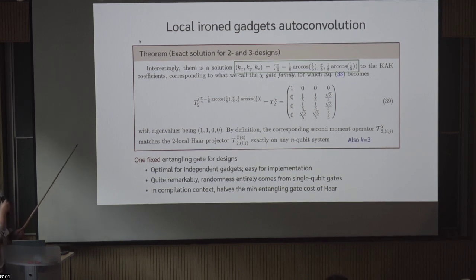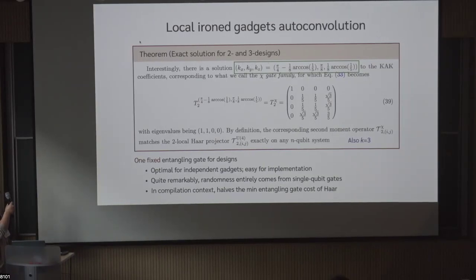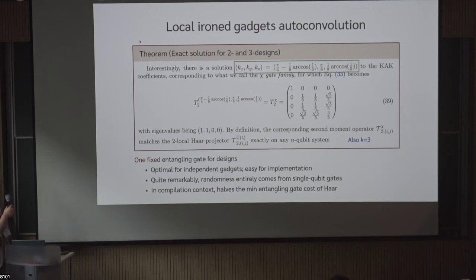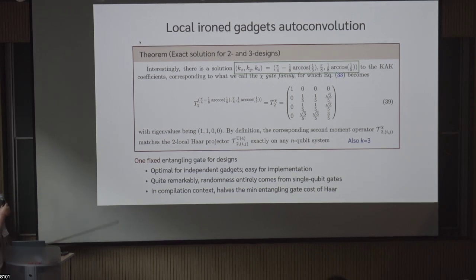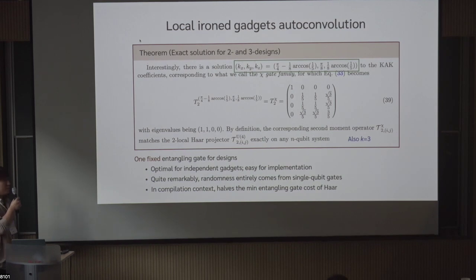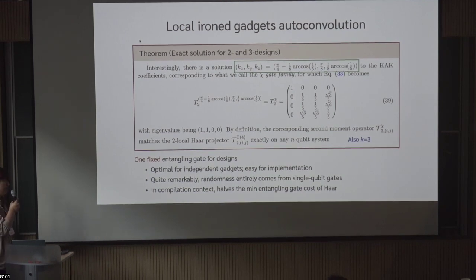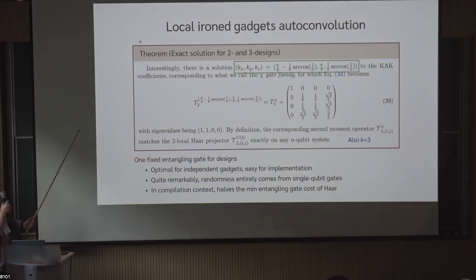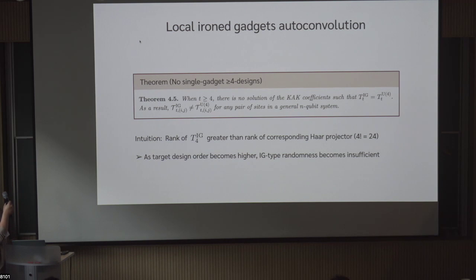Let me also mention that this is a unique solution after modding out the symmetries, so within the Weyl chamber, and you can see that the solution is pretty delicate. We also anticipate this to have some number theory origin, but we haven't fully figured that out. But here, this very delicate solution of the KAK coefficients gives us exact 2 and 3 designs. Then it's very natural to ask, what about higher orders?